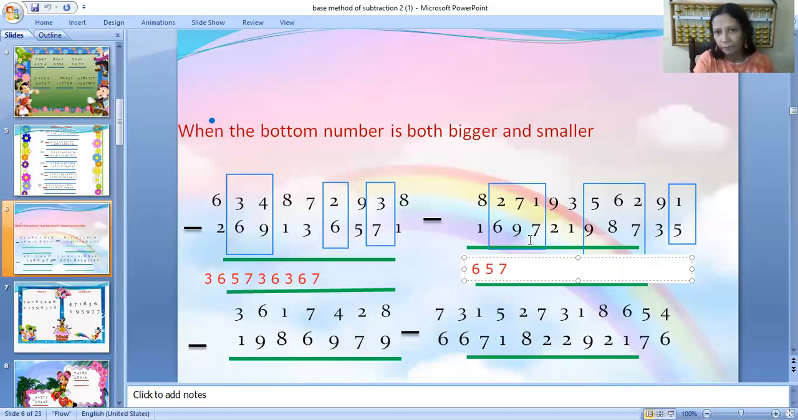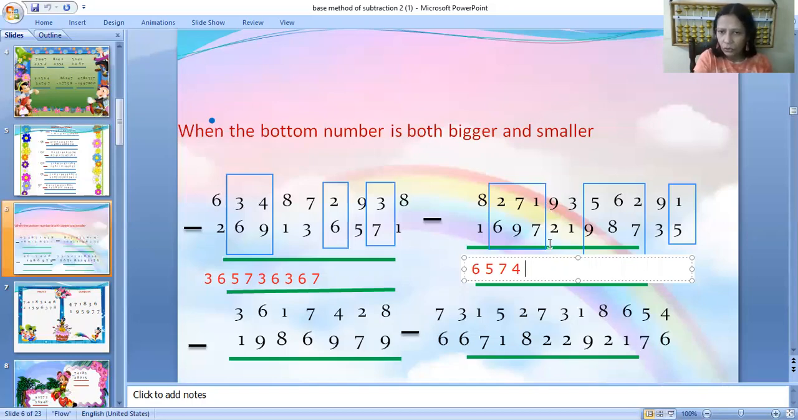Okay, now move to the next pair. Now you see you need the borrowing here. So look at 7. What is the complement of 7? 3 is the complement of 7. What will you do with 3? 3 plus this 1. 3 plus 1 is 4. So will you write 4 here? Before writing 4 here, check the next pair. Do you need any borrowing in the next pair? You don't need any borrowing. So now you will write down 4 here as it is. Okay. Move to the next pair.